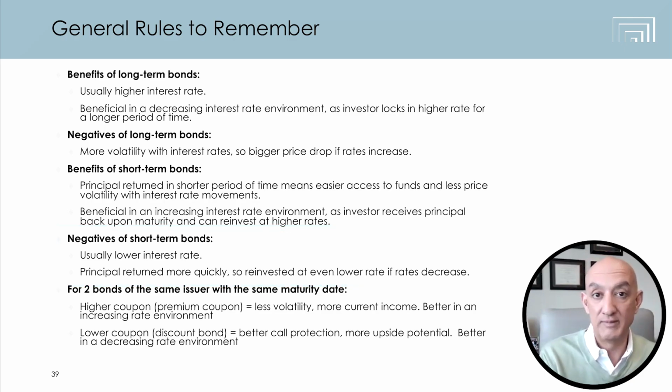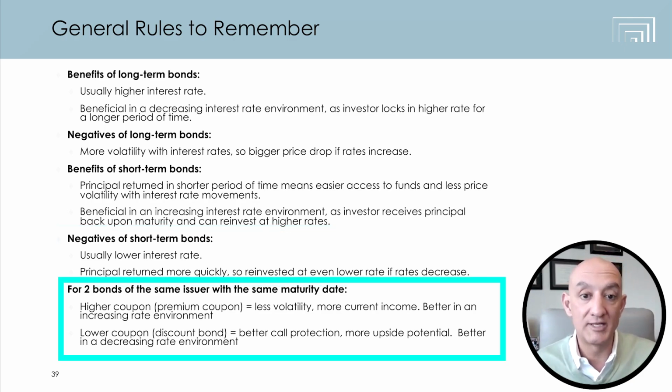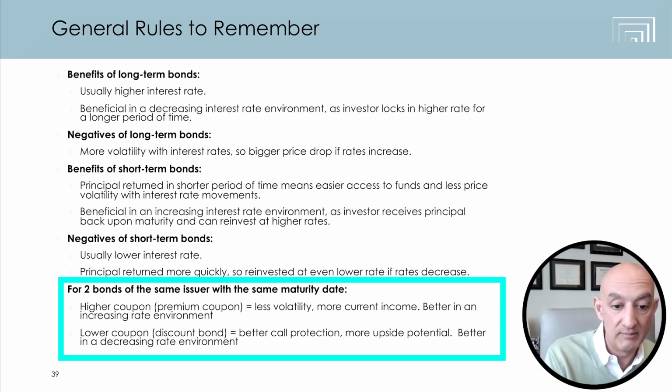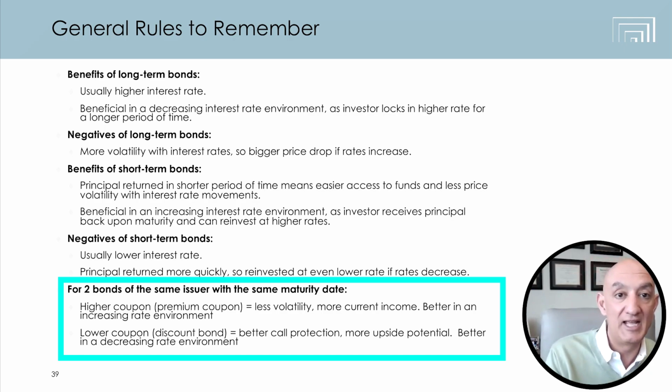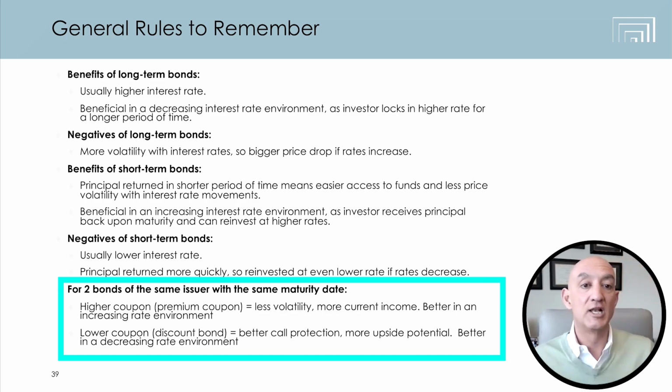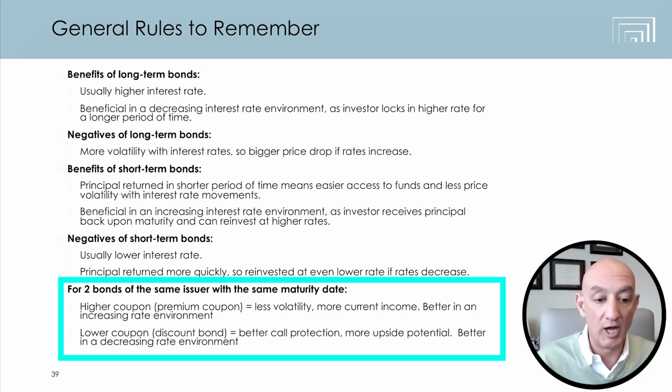Finally, to talk about the premium versus discount, for two bonds of the same issuer with the same maturity date, the higher coupon premium bond has less volatility, more current income. It's better in an increasing rate environment, whereas the lower coupon discount bond has better call protection, more upside potential, and it's better in a decreasing interest rate environment.